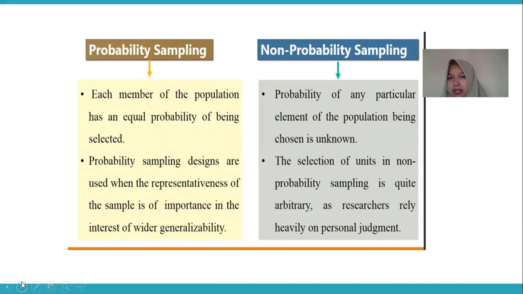On the other hand, in non-probability sampling, the probability of any particular element of the population being chosen is unknown, and the selection of units in non-probability sampling is quite arbitrary, as researchers rely heavily on personal judgment.